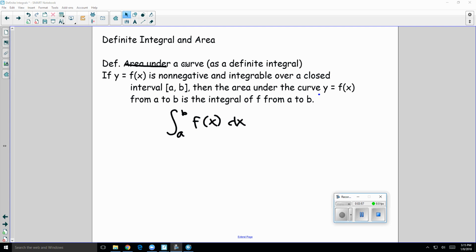An area under a curve is defined by a definite integral. It just looks like this right here. Remember I said if I ever say integral, you think area.